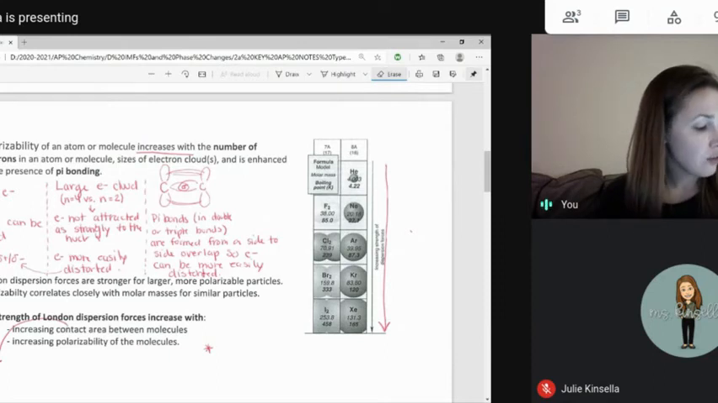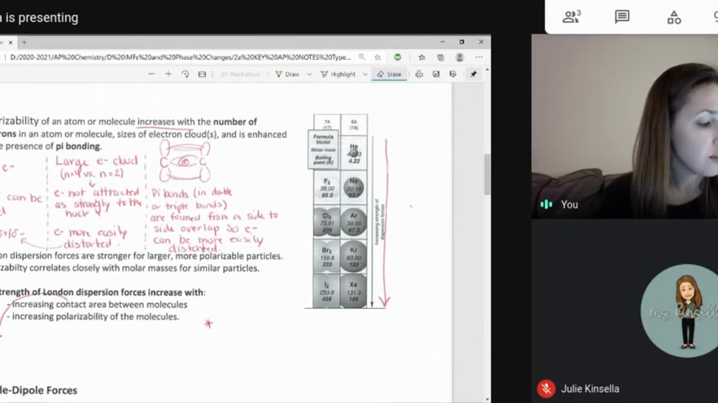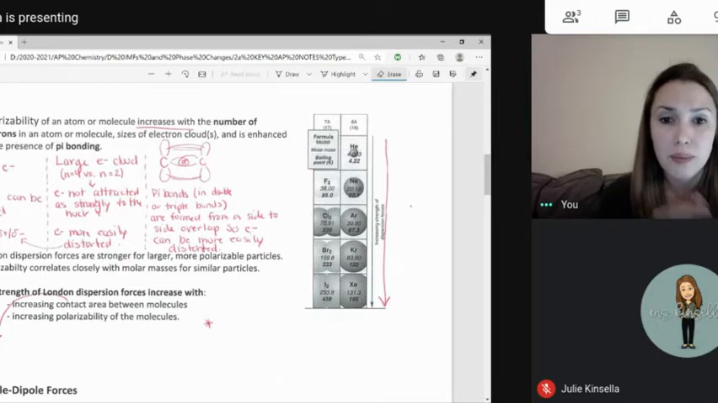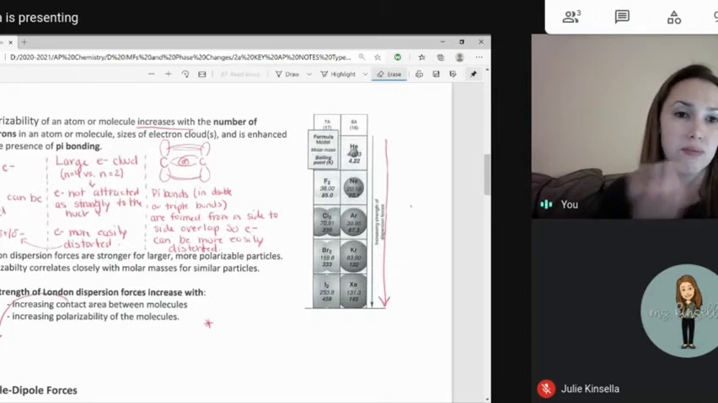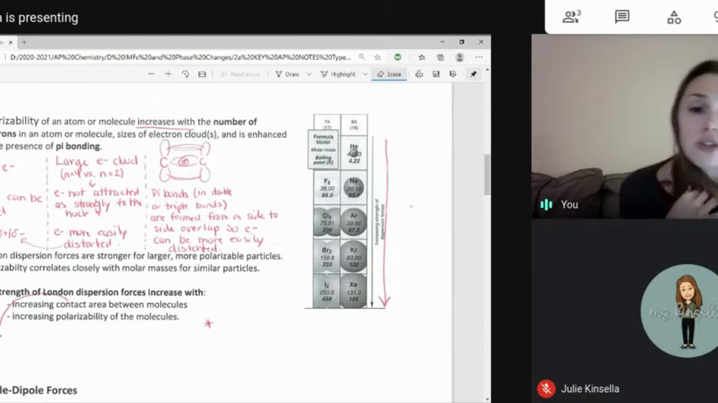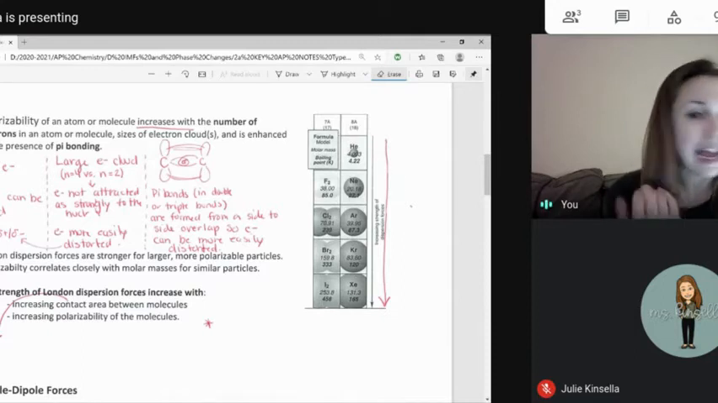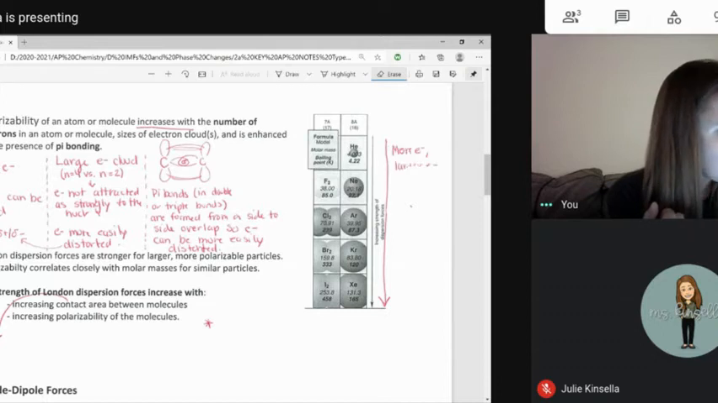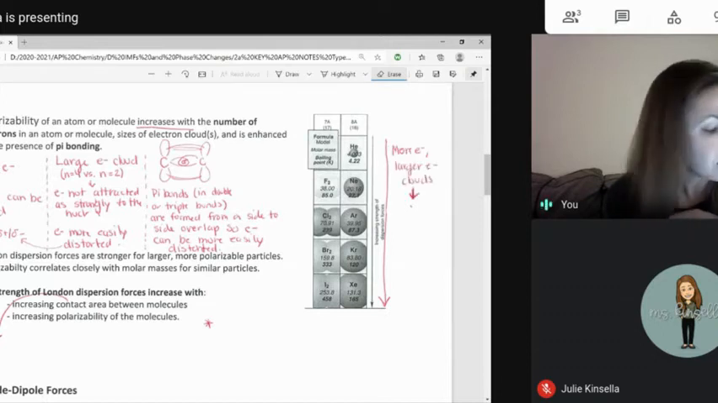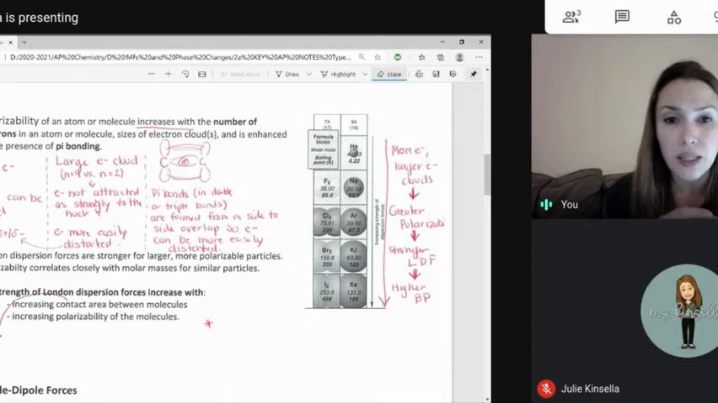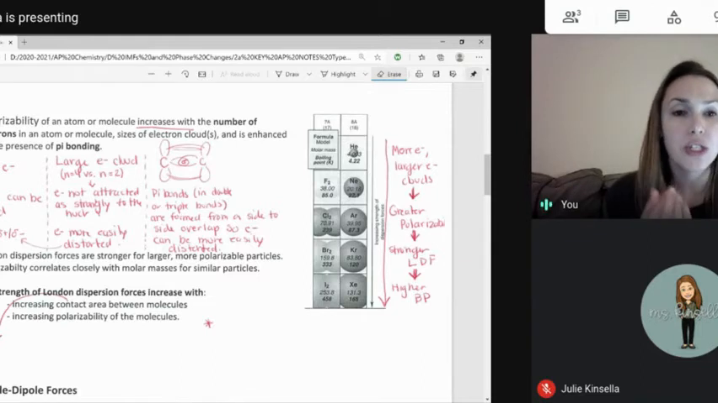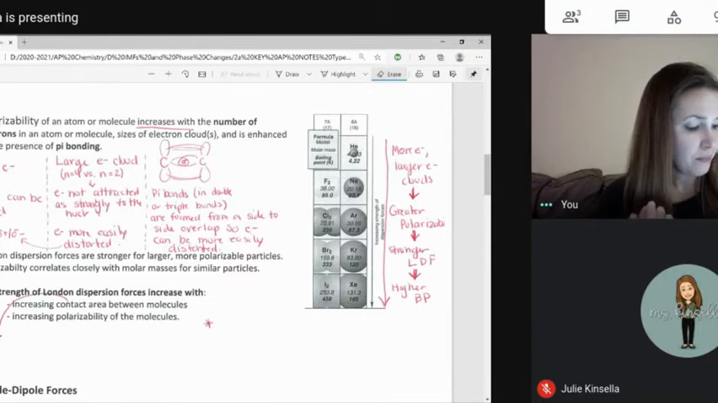So if we look over on the right-hand side here, you'll see the halogens and the noble gases, and you'll see their relative melting points and boiling points. I think in this case, they're looking at boiling points. So as you go down, you'll see it increases. So why do the halogens' boiling points increase as you go down? Why do the noble gases' boiling points increase as you go down? It has to do with polarizability. So the more electrons and the larger the electron clouds get, the greater the polarizability, which means a stronger attraction, a stronger London dispersion force, which is going to result in a higher boiling point.